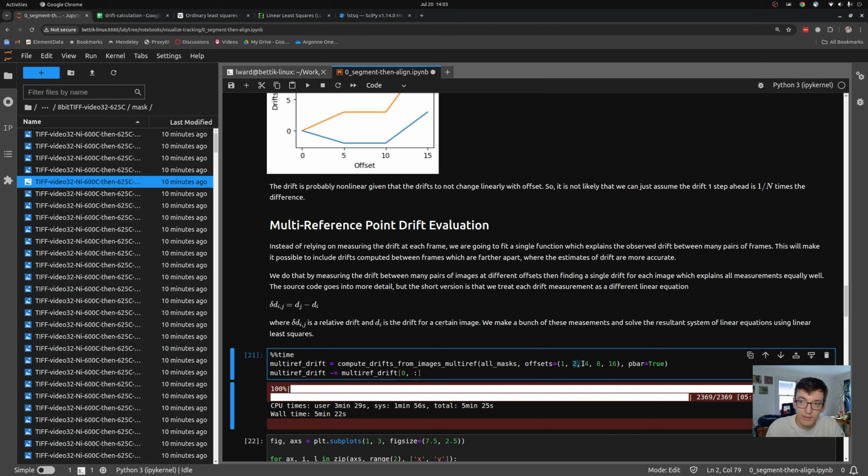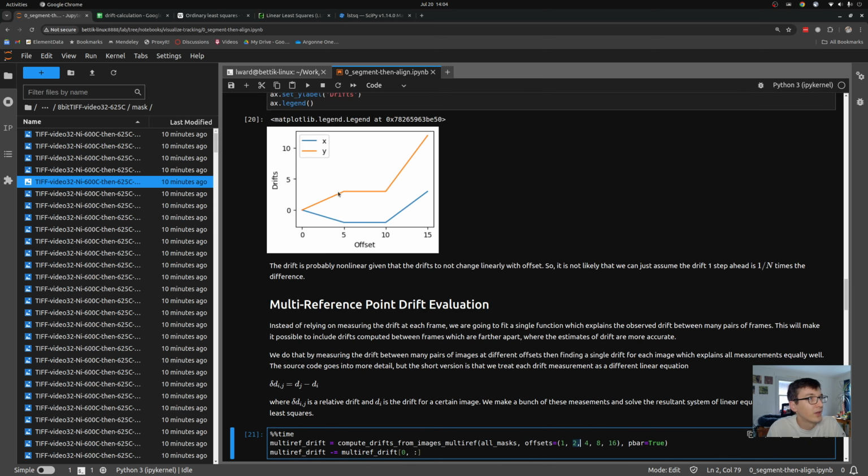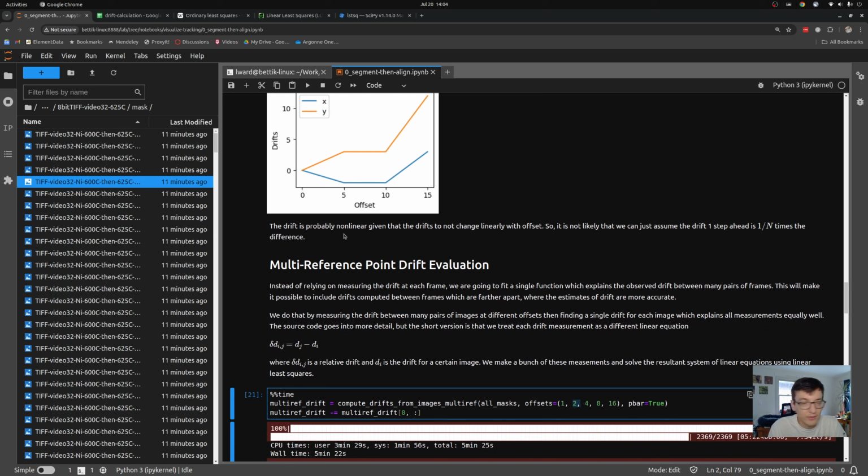Now, the way I do that is actually using linear regression, or linear least squares, the same kind that you might use in statistics. The way that works is what I'm actually measuring here on this plot above is the relative drift between two frames. I'm not measuring their absolute drift with reference to, say, the first image. So what that does is give me this linear equation. I have the drift of frame J, and I have the drift of frame I, and I'm subtracting them from each other to get a relative drift.